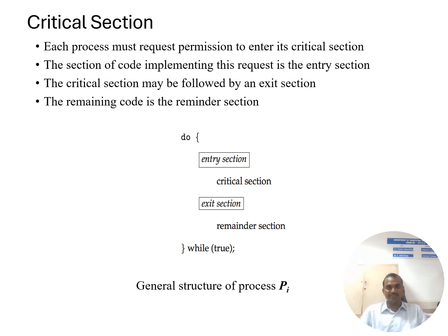Once the process needs permission, it goes through the entry section, and then it moves to the critical section. A segment of code is moved to the critical section. Once it has been updated or edited, it moves to the exit section, and then it ultimately moves to the remainder section, and so on.